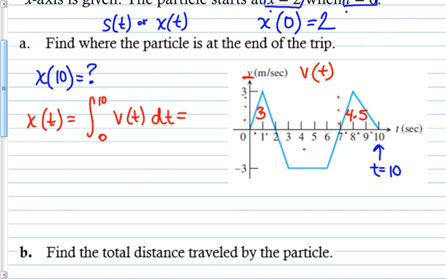Down here I have a trapezoid. Yeah, that's right, trapezoid. So 1, 2, 3, 4, 5. 1, 2, 3, so that's 8. The height is 3. So 3 times 8 is 24. Cut that in half. This is negative 12, right?